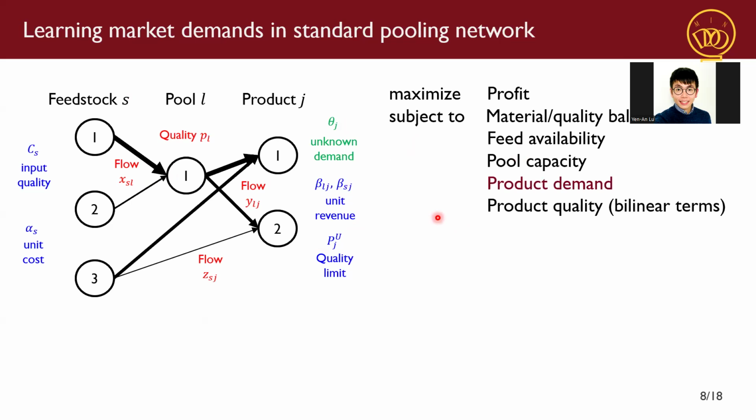And what makes this a complex problem to solve is that the product quality constraint contains bilinear terms, which make it a nonconvex nonlinear programming problem.